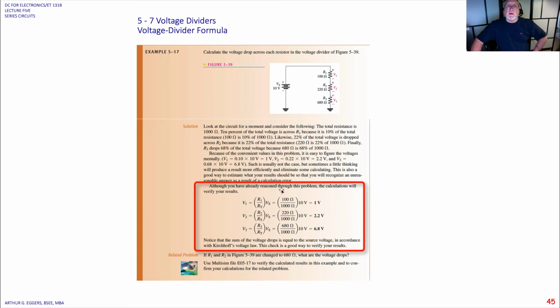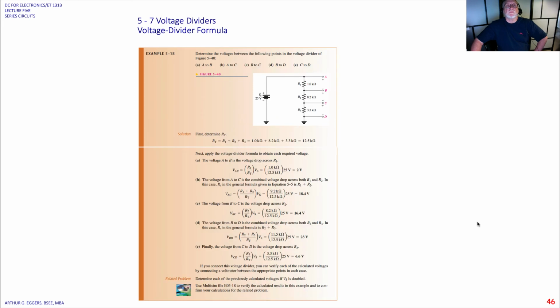Although you've already reasoned through this problem, the calculations will verify your results. So take a look at this. You can see we've got our voltage divider formula. In each case, running it through your calculator, you'll end up with 1 volt, 2.2, and 6.8 volts. Notice that the sum of the voltage drops is equal to the source voltage in accordance with Kirchhoff's voltage law. This check is a good way to verify your results.